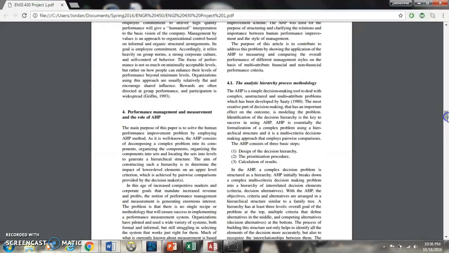After this, they start talking about the analytical hierarchy process methodology. So there's three main parts that they talk about when they design the problem. First is the design of the actual hierarchy, the prioritization procedure, and the calculation of results.